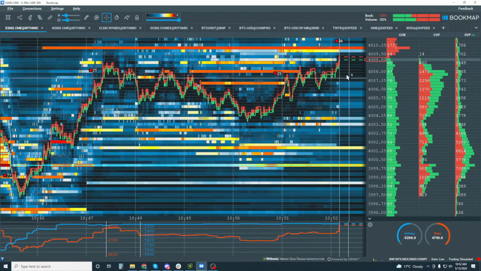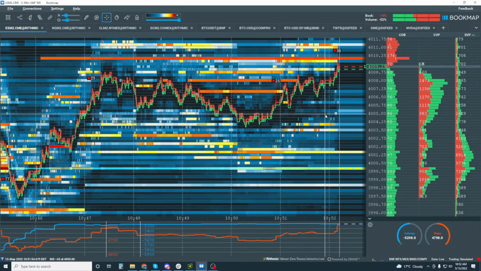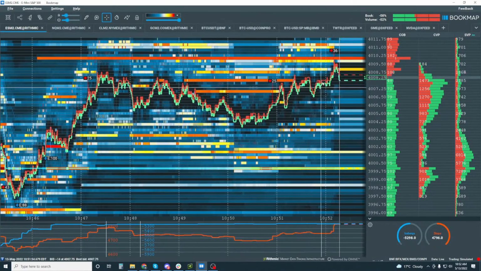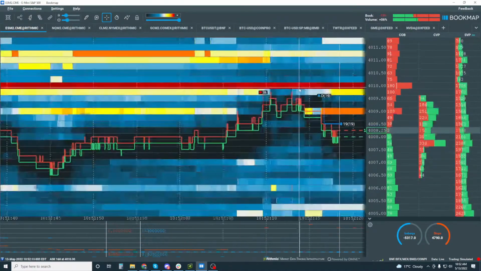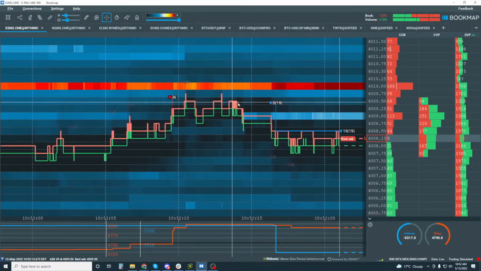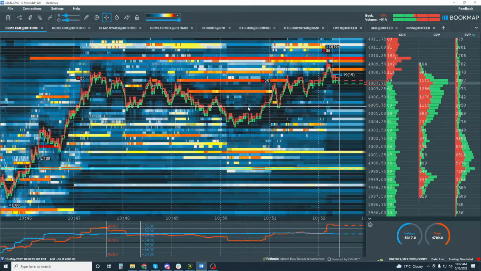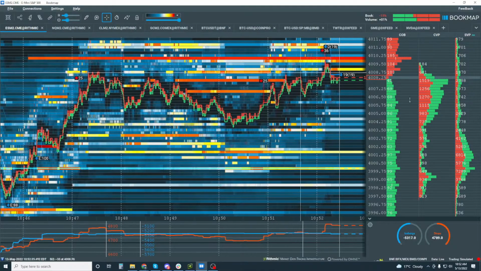Okay, see the shift and change in the order book there as well. Okay, and we made it up to 950 or 975. Not quite 10 yet.